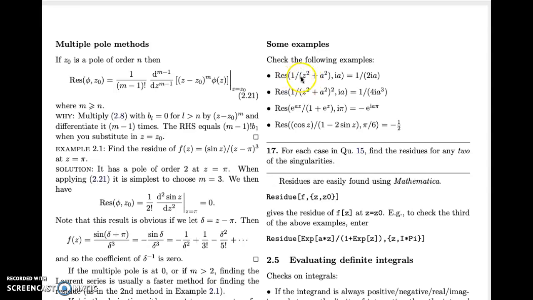So p is 1, q is z squared plus a squared. So q dashed is 2z. So the answer then is just 1 over 2z evaluated at z equals ia. So that's just 1 over 2ia. Now this one is very similar to the most, well, obviously this one is, if this is a simple pole, you've got the same thing but all squared. It's going to be a double pole, or pole of order 2.